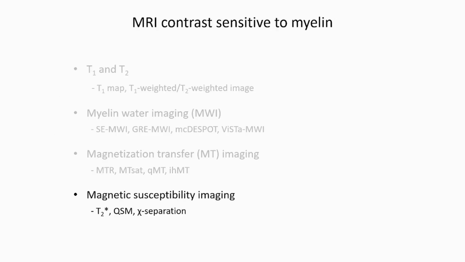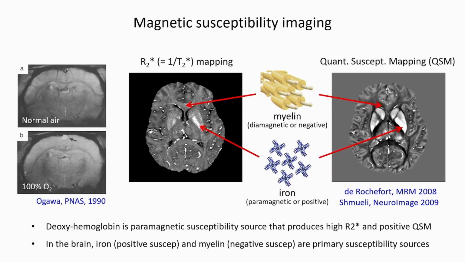Okay, let's move on to the last technique, which is the magnetic susceptibility imaging technique. And this is no new technique for you. If you do fMRI, the contrast mechanism is the susceptibility effect of deoxyhemoglobin, right? As illustrated in this 1990 paper from Ogawa. The concentration changes of deoxyhemoglobin create the field perturbation, which is encoded in your T2 star weighted imaging.